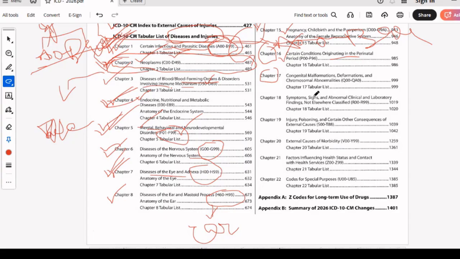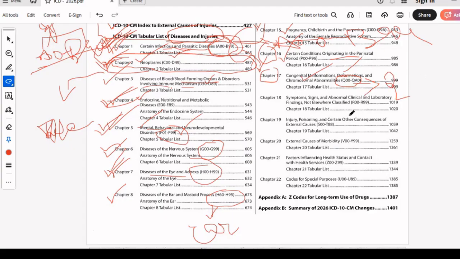What are these? Congenital malformations, deformations, chromosomal abnormalities, right? Whatever the condition that was established during the birth, right? All those conditions are related to or mapped or organized under chapter 17. Which chapter? Chapter 17. And all congenital conditions will start with the letter Q.